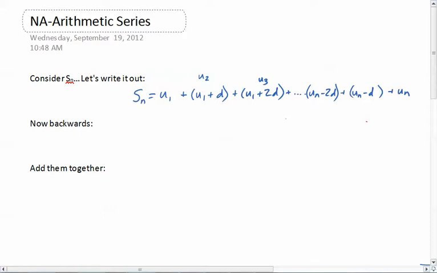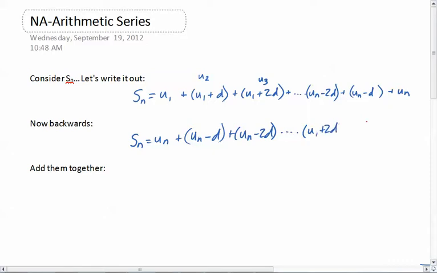So now what I'm going to do, strangely, is write it backwards, for no other reason than it's going to be interesting when we put everything together. So just follow along with me for a minute. Instead of writing it this way, I'm going to start with the un, and then I'm going to add the un minus d, and then I'm going to add the un minus 2d, and so on. You won't ever have to do this. I'm just going to show you something that looks really cool.